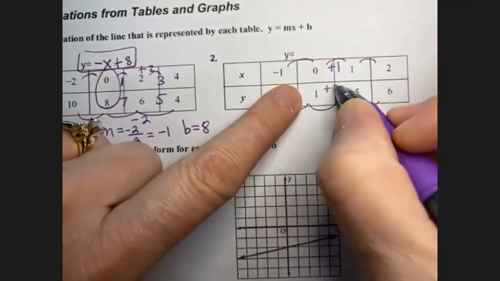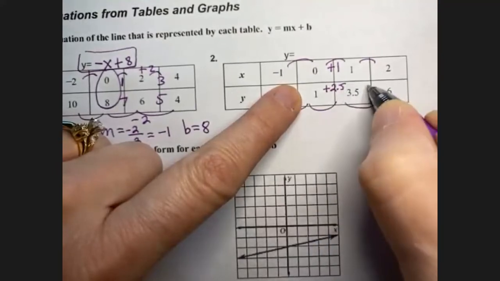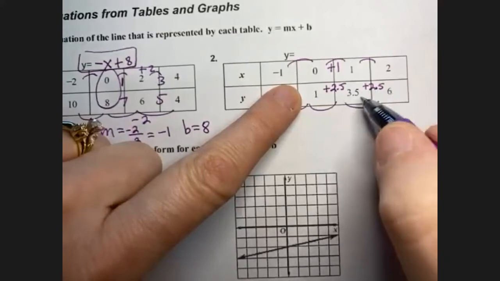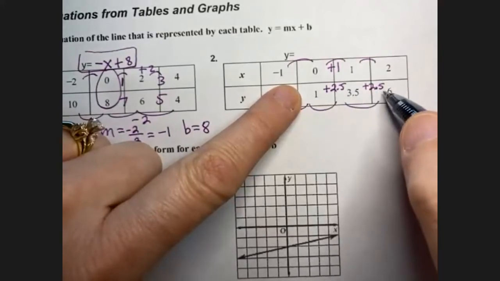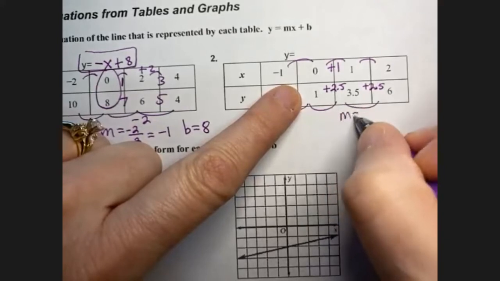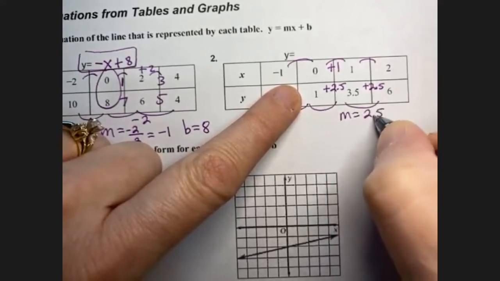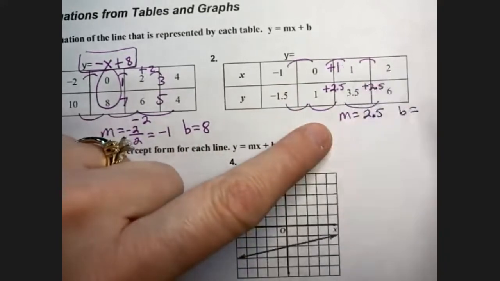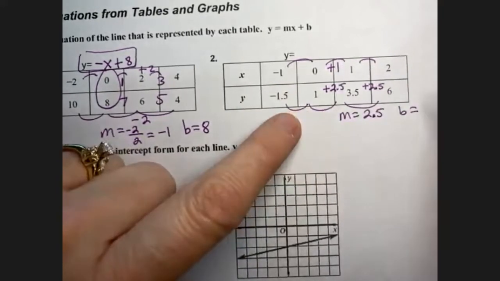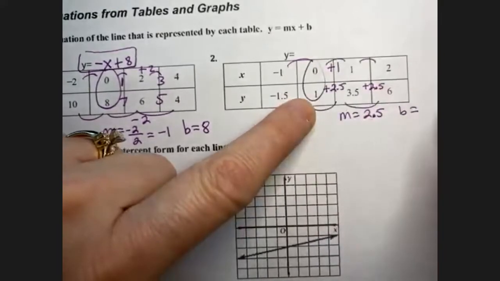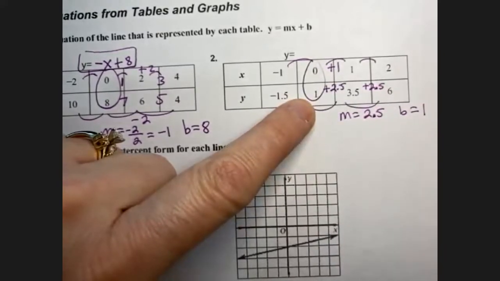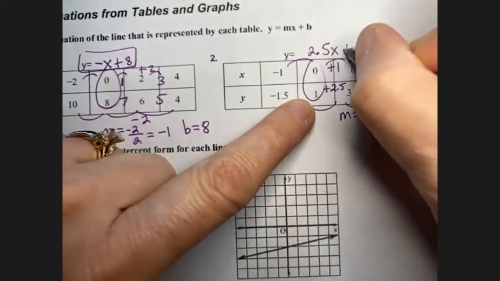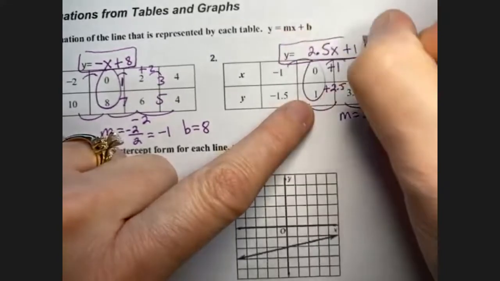So 1 plus 2.5 would make 3.5. 3.5 plus 2.5. So a half and a half make a whole, and 3 and 2 is 5, and the whole makes 6. So we're adding 2.5 each time. So my slope here is 2.5. My b is, where does it hit the y-intercept? It's 2.5 over 1, by the way, guys. So that's just 2.5. And my y-intercept is when x is 0. That's 1. So y equals 2.5x plus 1. And there's the equation of my line.